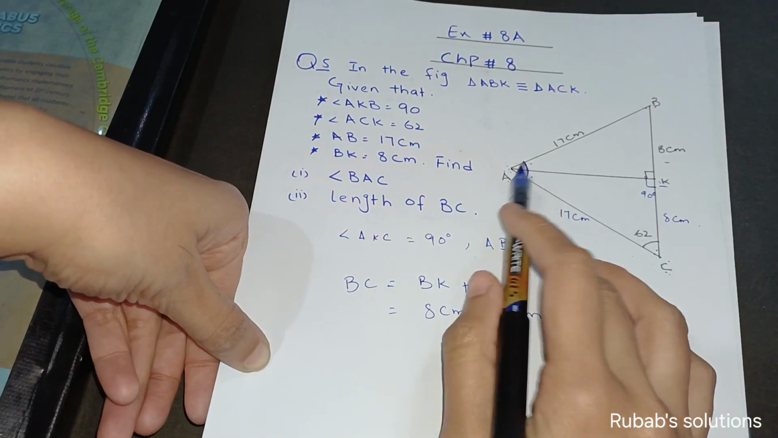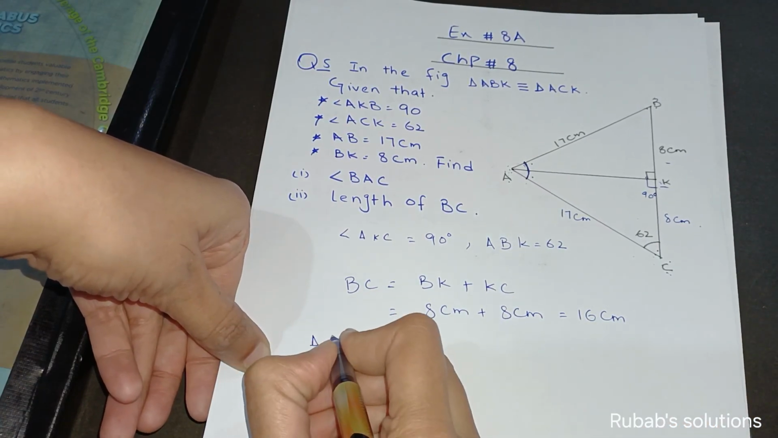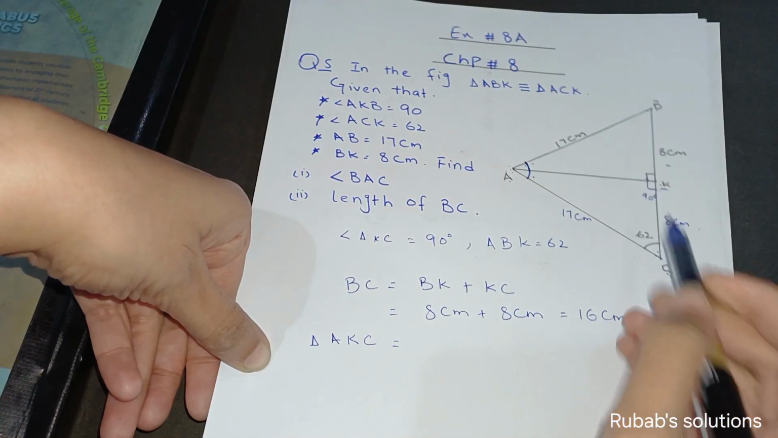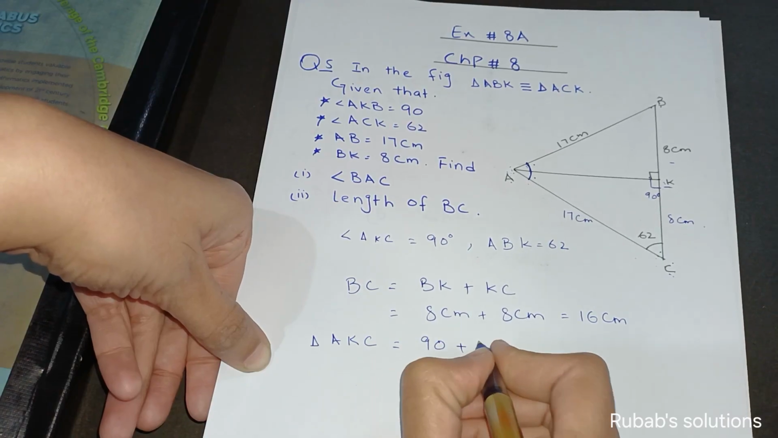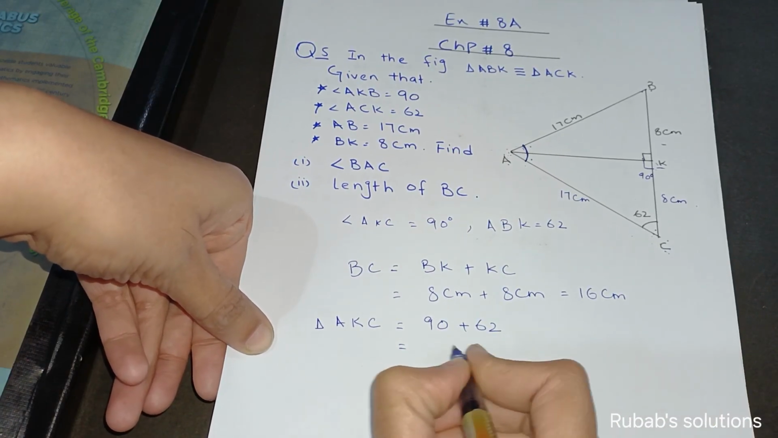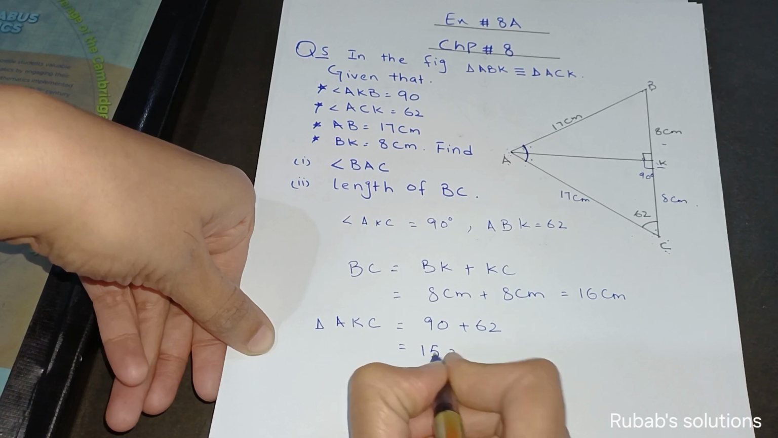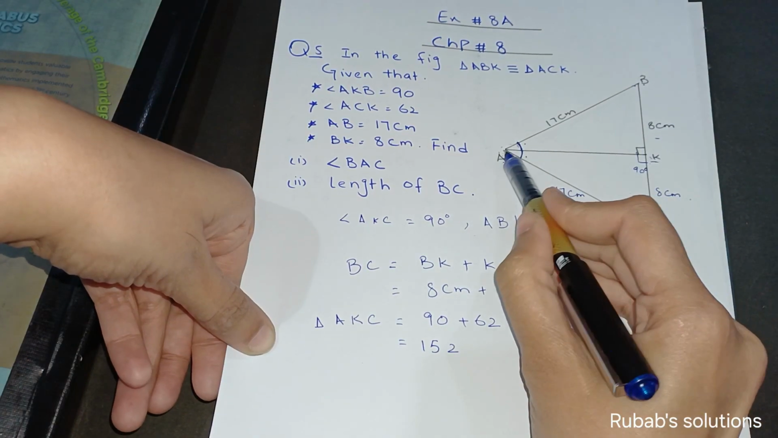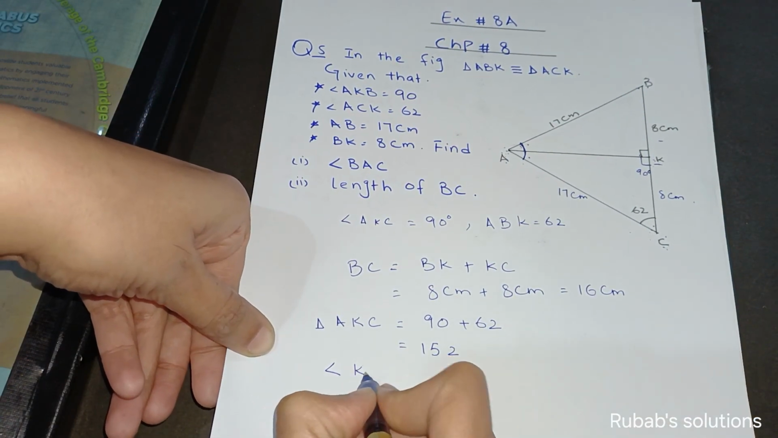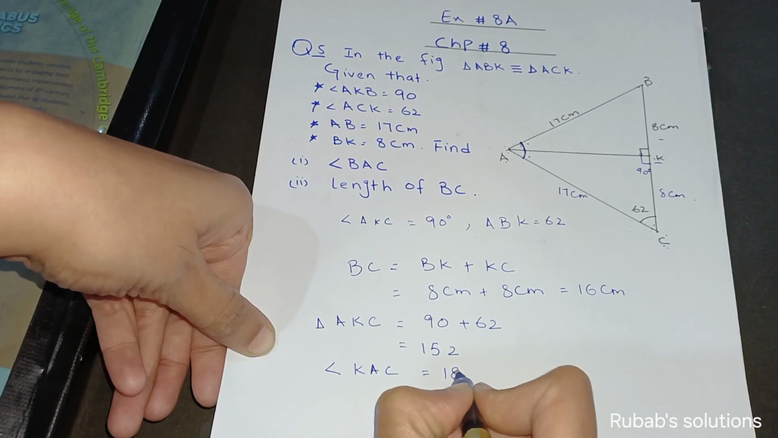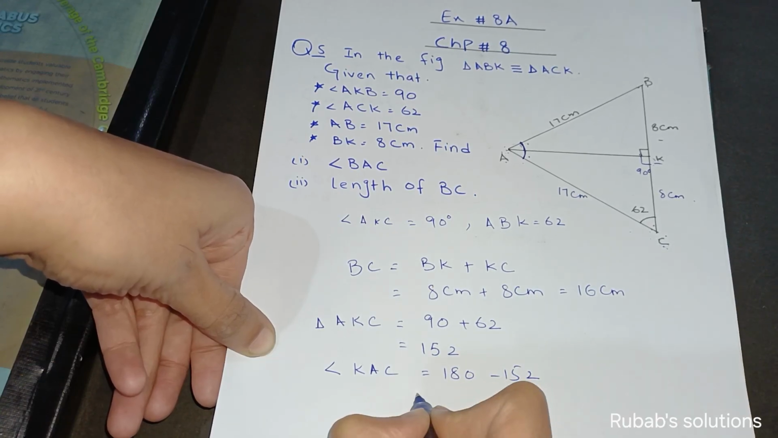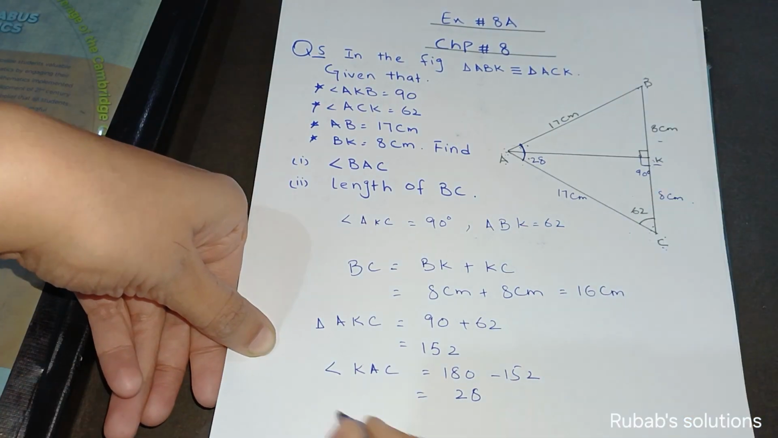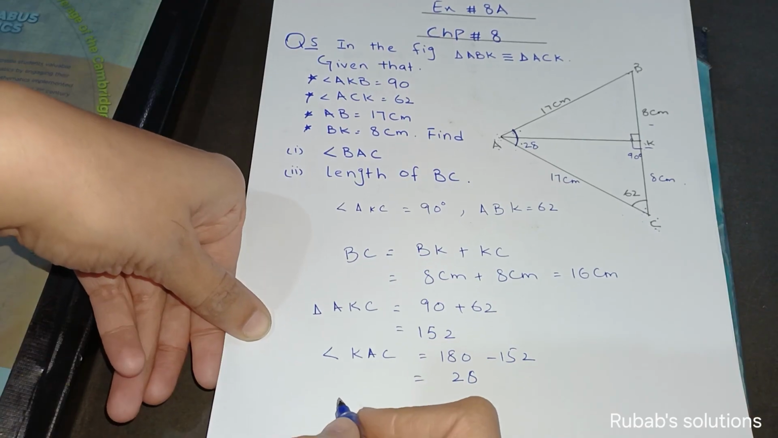First of all, I will find it from the triangle, using the triangle rules. In triangle AKC I have two angles, 90 plus 62, and the answer is 152. I have to find angle KAC. Angle KAC will be equal to 180 minus 152, which is 28. So I figured out this is 28.